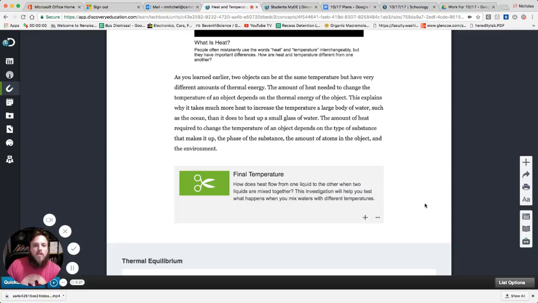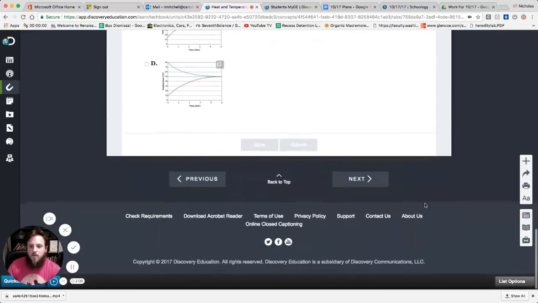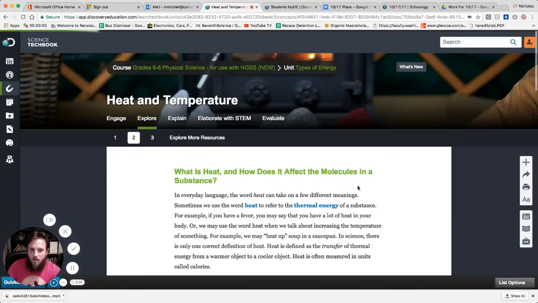The amount of heat required to change the temperature of an object can also depend on the substance, right? It's going to be a lot harder to heat up an iron block than it's going to be to boil water. The phase of a substance, the amount of atoms in an object, and the environment matter too. And there are questions about thermal equilibrium, but you have to answer that later.